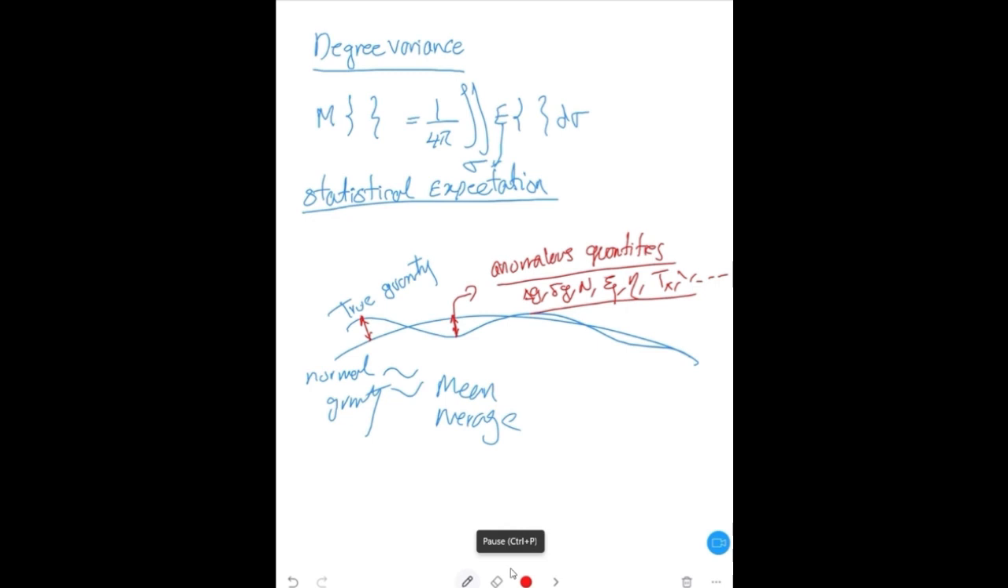So as you see here, I have the true gravity field and I have a normal gravity field, and I subtract them from each other to get the anomalous quantities. It is exactly similar to having data, taking the average and removing the average from the data. What remains is called residual. Actually, residuals are anomalous quantities.